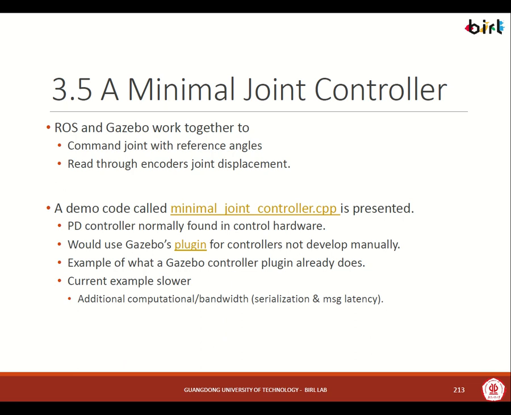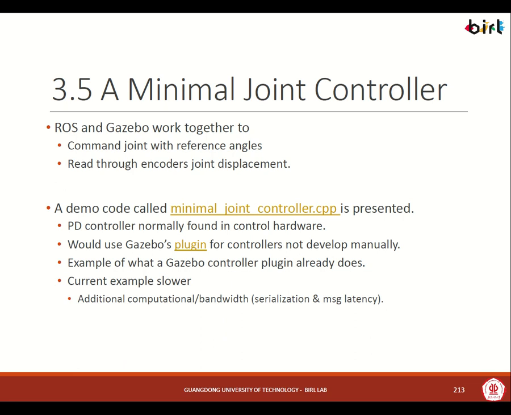So we're going to use code. Actually, the first thing we're going to do is show you some code that might be able to do this without ROS control. But this is not the best choice. It's going to be a little bit slower. Then we're going to use ROS control to do this. So you're going to be able to see how we do it both ways. Okay? In this demo code, we'll have a PD controller that is found in the control hardware normally. Yeah, we're going to actually simulate that with ROS control and Gazebo later.